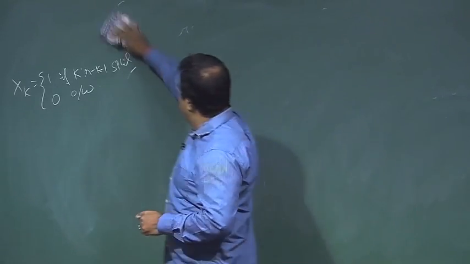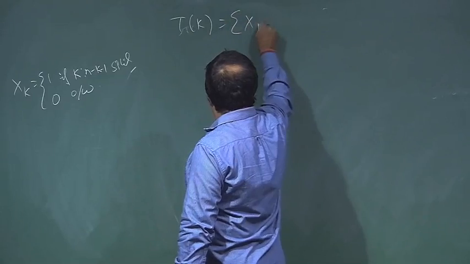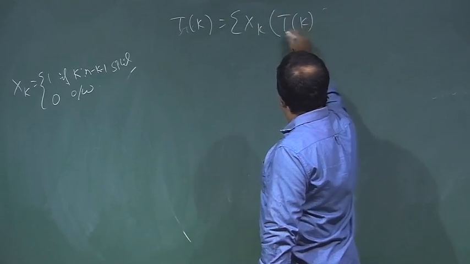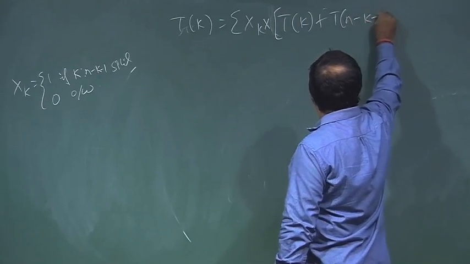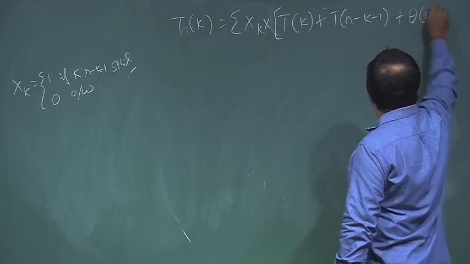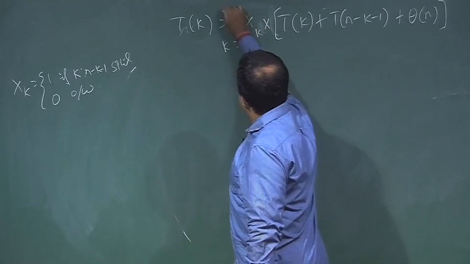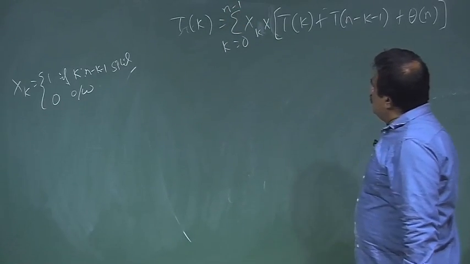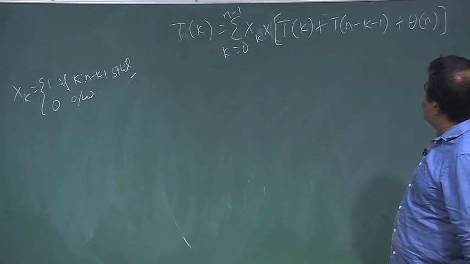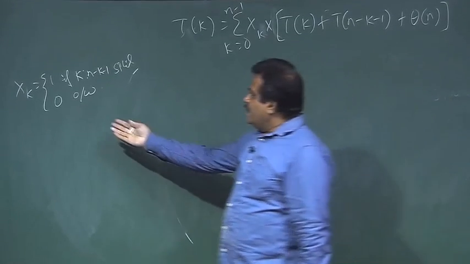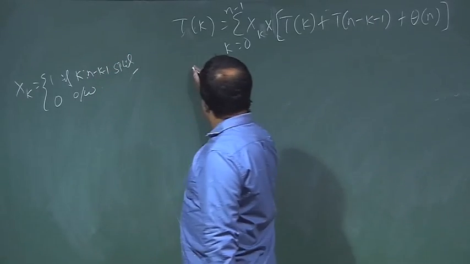So, T(n) can be written as the summation of Xk into T(k) plus T(n minus k minus 1) plus theta of n, where k varies from 0 to n minus 1. This is the expression, the functional form written in algebraic form, because we want to find the expectation. So, now we take the expectation on both sides.